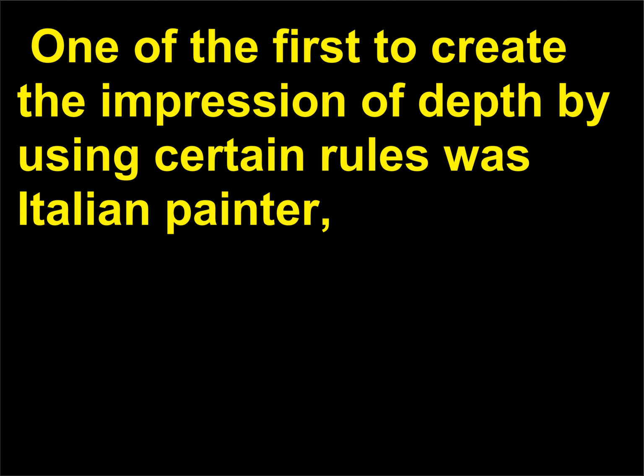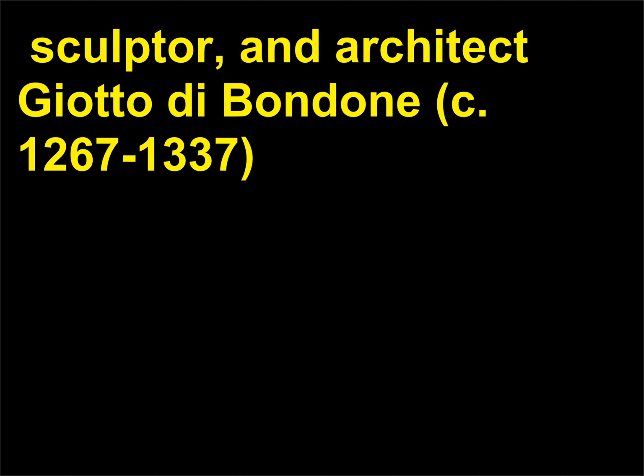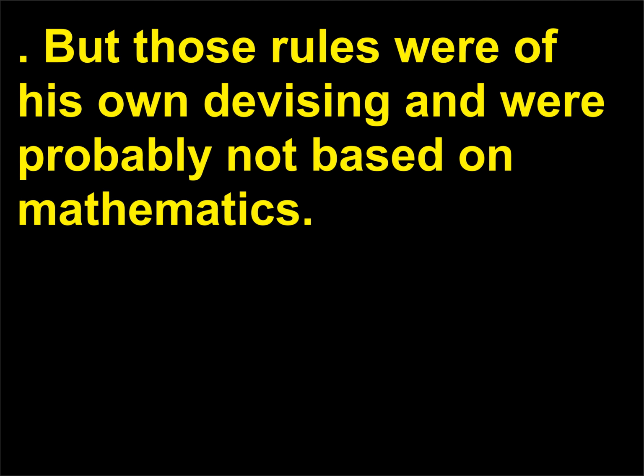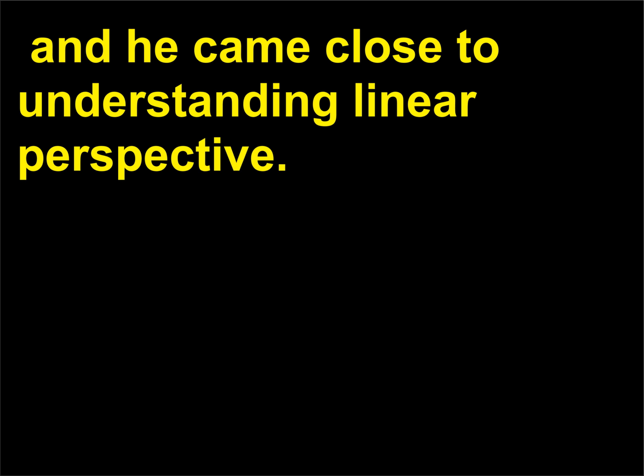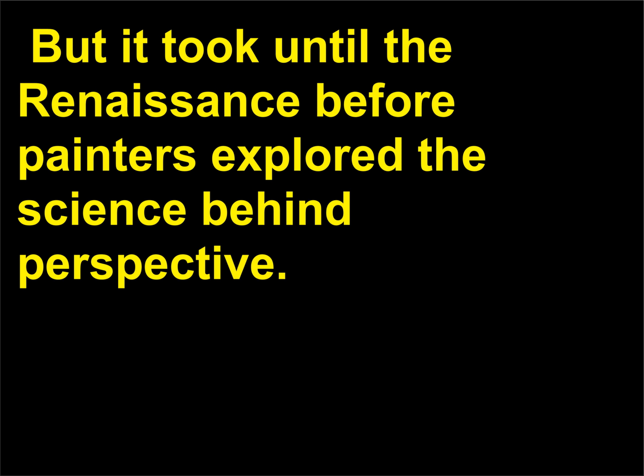One of the first to create the impression of depth by using certain rules was Italian painter, sculptor, and architect Giotto di Bondone, c. 1267 to 1337. But those rules were of his own devising and were probably not based on mathematics. Whatever the case, he clearly worked out a way to represent depth in space, and he came close to understanding linear perspective. But it took until the Renaissance before painters explored the science behind perspective.